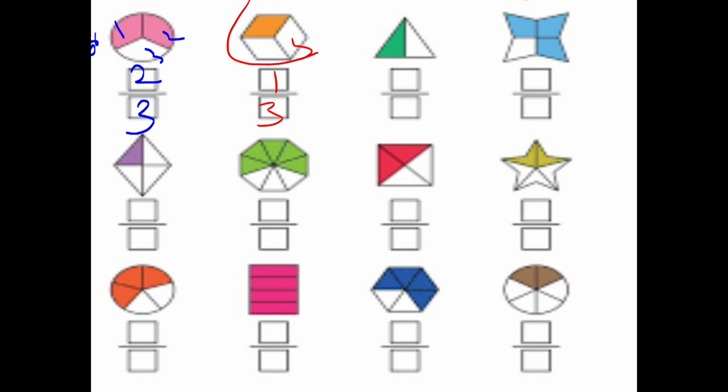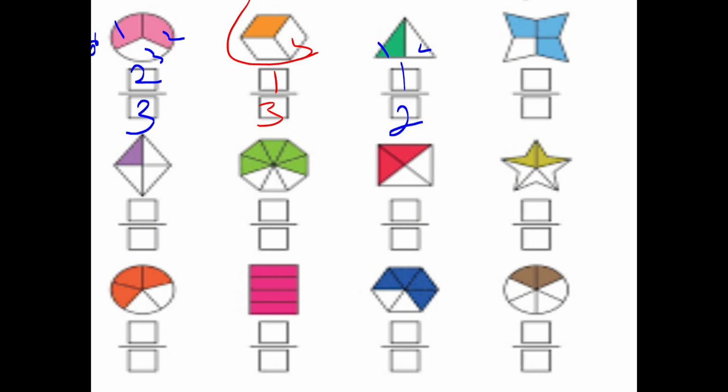And for the triangle, how many parts are shaded? We have 1 part shaded. And how many parts do we have altogether? We have 1, 2. And that is 1 over 2. Very good. So tell me the fraction of the shaded part in the next shape.